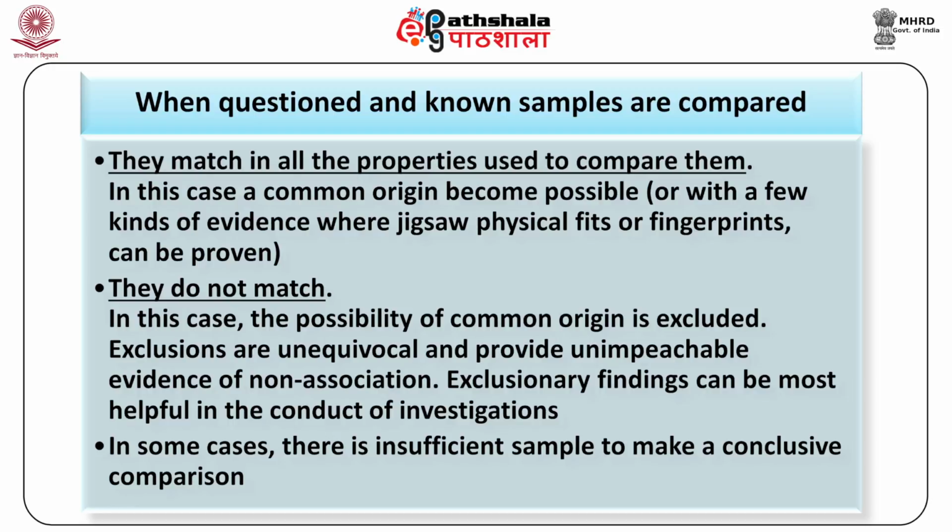First, they match in all the properties used to compare them. In this case, a common origin becomes possible, or with a few kinds of evidence, where jigsaw physical fits or fingerprints, can be proven. Next, they do not match. In this case, the possibility of a common origin is excluded. Exclusions are unequivocal and provide unimpeachable evidence of non-association. Exclusionary findings can also help in the conduct of investigators.